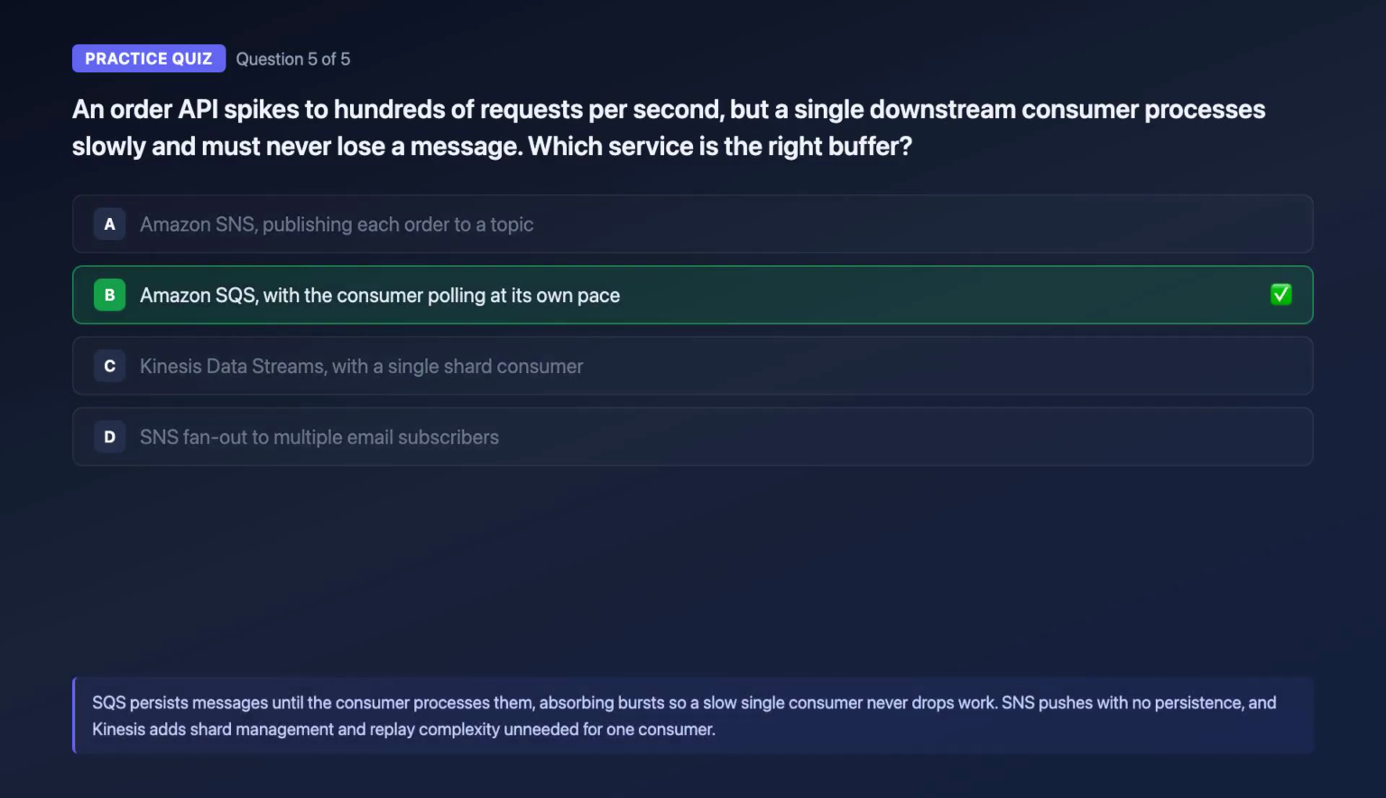It has to be B, and here's why. SQS persists every message until the consumer processes it, so bursts get absorbed and nothing is dropped. SNS pushes with no persistence, meaning a slow consumer loses work, and Kinesis piles on shard management and replay that a single consumer just doesn't need.